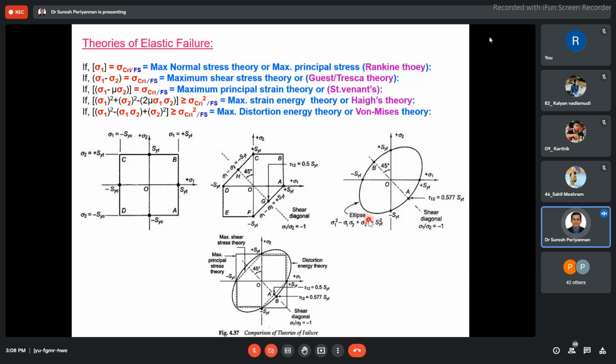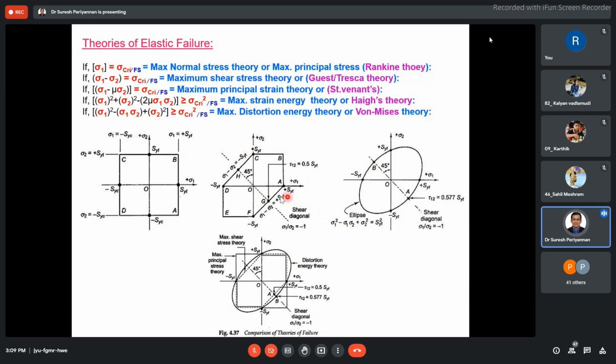The von Mises theory and the maximum principal shear stress theory are suitable for ductile material. Mostly, for design purposes, we consider the von Mises theory. It's a little complicated analysis, but it is better than the other two theories. Sometimes people also consider the maximum principal shear stress theory.